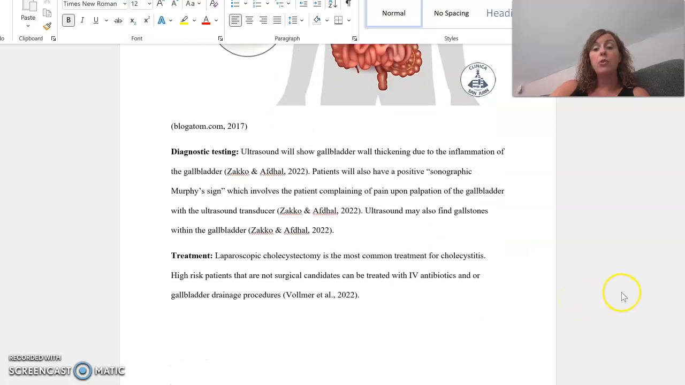An ultrasound will show that the patient's gallbladder wall is thickened due to the inflammation, and they may also have a positive sonographic Murphy sign, which is pain upon the palpation with the ultrasound transducer. So when the patient's actually having the procedure performed, the palpation of the ultrasound transducer causes pain for the patient. An ultrasound can also identify gallstones within the gallbladder.